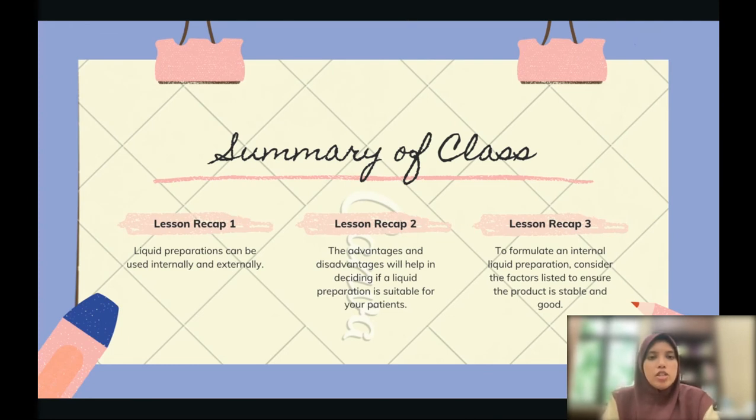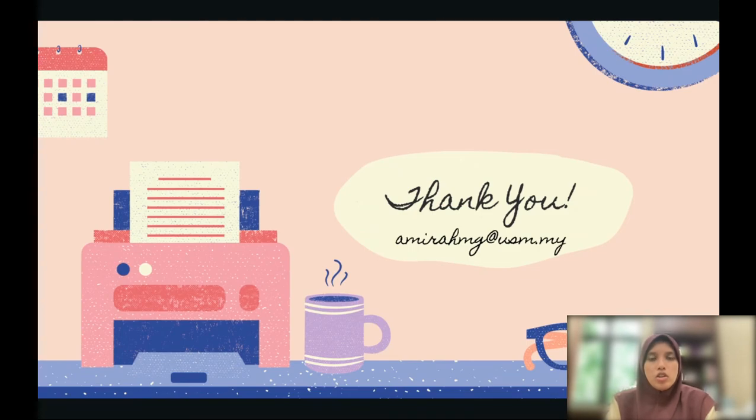So, summary of class. Liquid preparations can be used internally and externally. Okay, and the advantages and disadvantages will help us to decide if the liquid preparation is suitable for your patient. And to formulate an internal liquid preparation, we have to consider the six factors listed to ensure that the product that we provide to the patient is stable, good, and useful. So that will be all for internal liquid preparation, lecture 1.